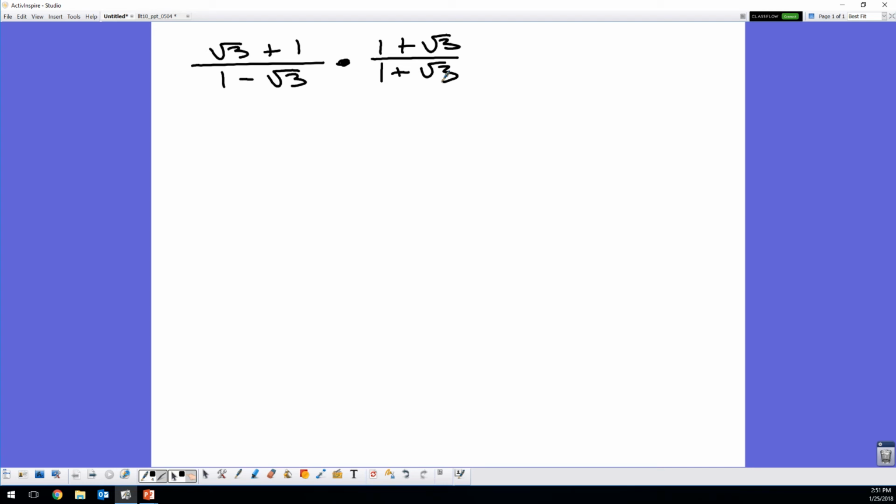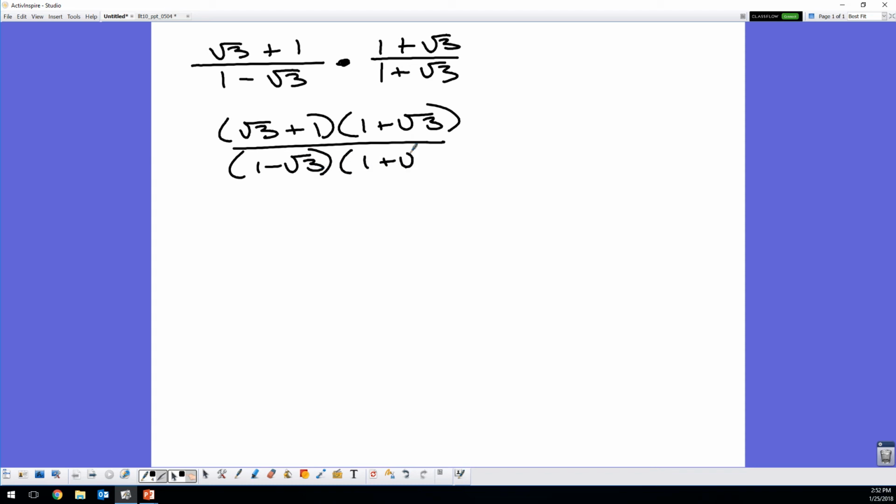So when I do my multiplication, I have a binomial and a binomial, so I have to do my distribution. On top, it's going to be rad 3 plus 1 times 1 plus rad 3, over 1 minus rad 3 times 1 plus rad 3. When you're multiplying binomials, they have an acronym for it. You multiply the first, the outer, inner, and last.